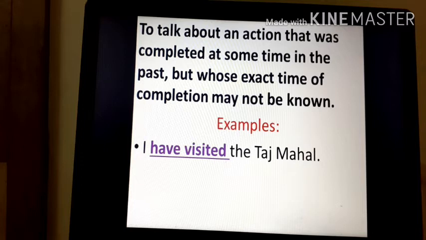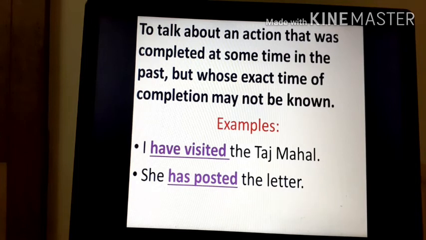So, it might have been that I visited the Taj Mahal say 6 months ago, or 2 weeks ago, or 2 years ago. So, the exact time of the action being done is not mentioned. One more example, let's see. She has posted the letter. Here also, the time is not specifically mentioned.